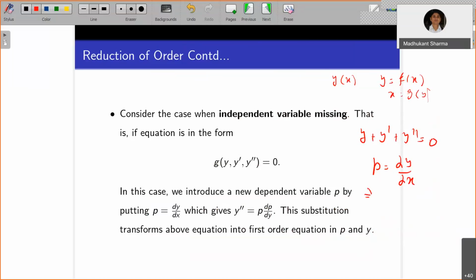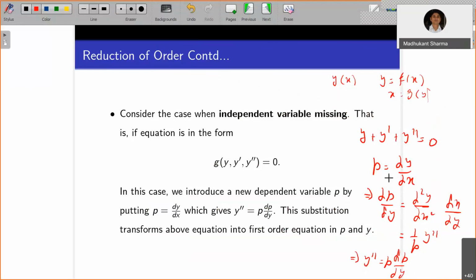So what is dp by dy from here? First you differentiate with respect to x, d square y by dx square into dx by dy, by the chain rule. What is dx by dy? It is 1 by p. So it is 1 by p times y double dash. You can now replace y double dash by p times dp by dy. When you use this transformation and treat p as a function of y, the resulting equation will be a first order equation in p and y.